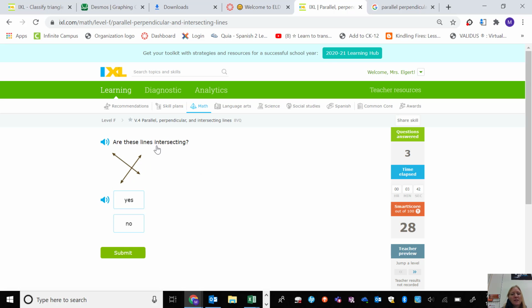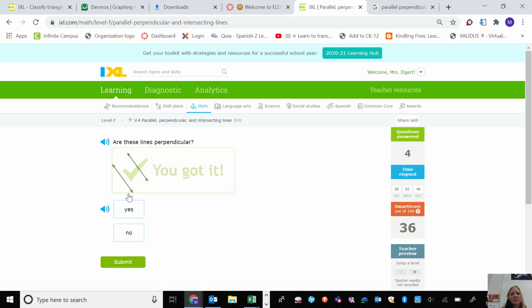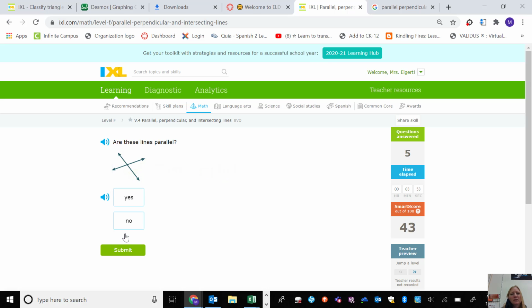Are these lines intersecting? Yes, they cross, so they are intersecting. Are these lines perpendicular? No, those are parallel, so no. Are these lines parallel? Parallel means they never cross, so no. Are these lines parallel? Yes, those are parallel. How about these lines? Are they parallel? If you draw this one out, they're going to cross, they're going to intersect, so no, they're not parallel.